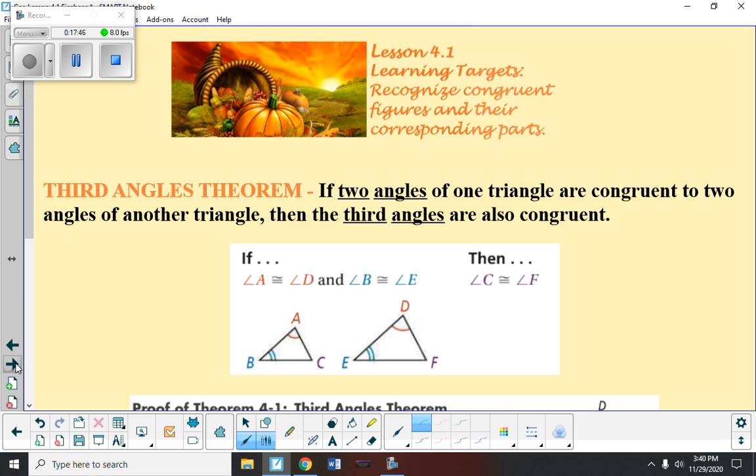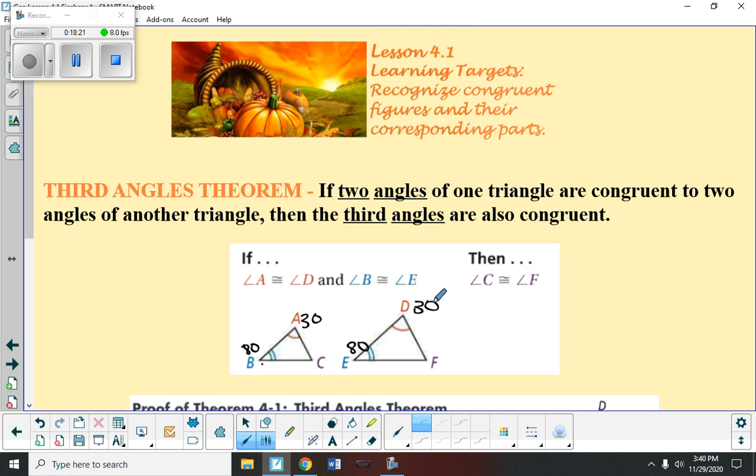Now, the third angles theorem says that if 2 angles of one triangle are congruent to 2 angles of another, then the third angles are also congruent. So if you know 2 sets are congruent in each, then the third angles are also congruent. Let me just show you why that would work. Let's say that this is 80, and this is 80, and these are the same. Let's say that those are both 30, and 30.